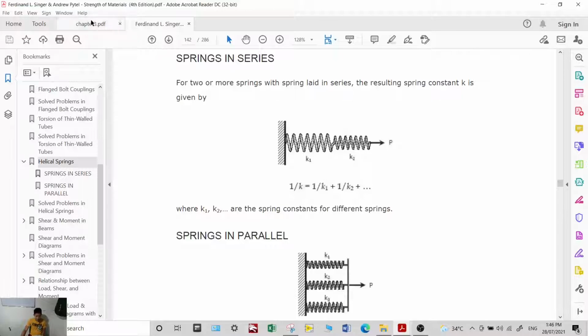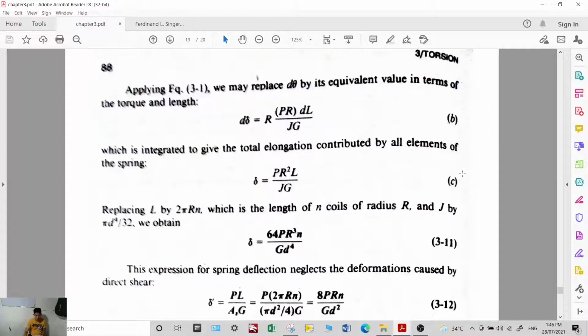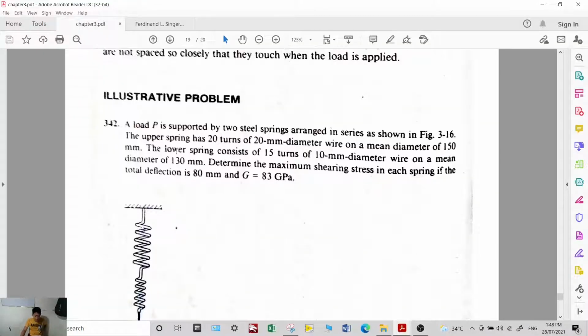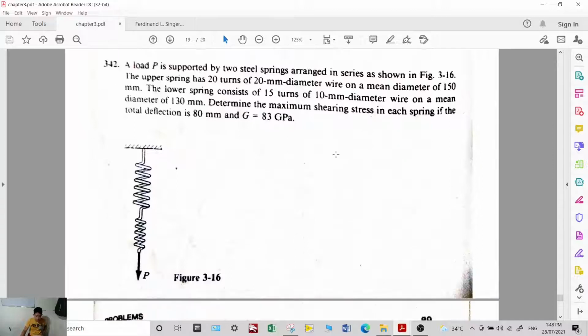So let's have this example. A load P is supported by two steel springs arranged in series as shown in the figure. The upper spring has 20 turns of 20 mm diameter wire on a mean diameter of 150 mm.